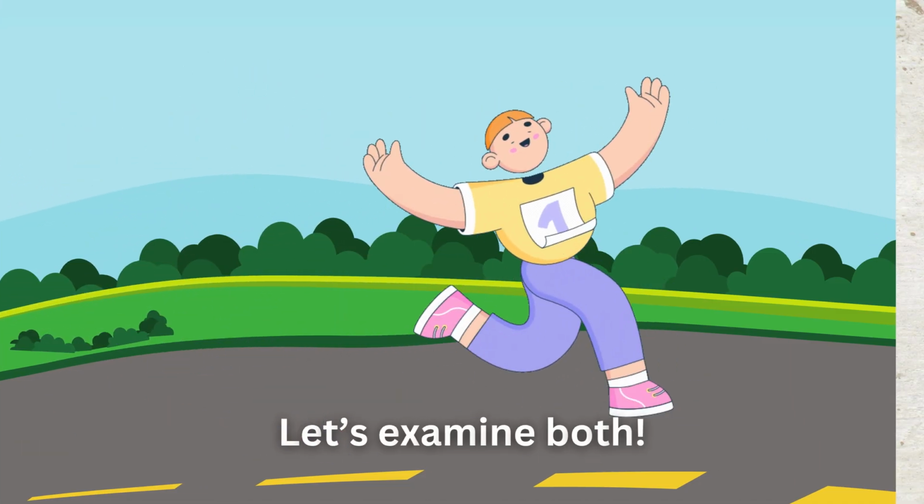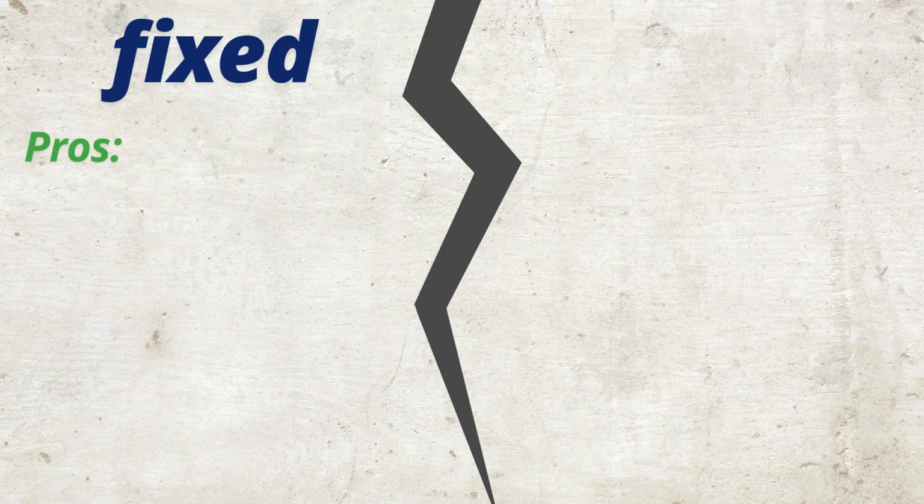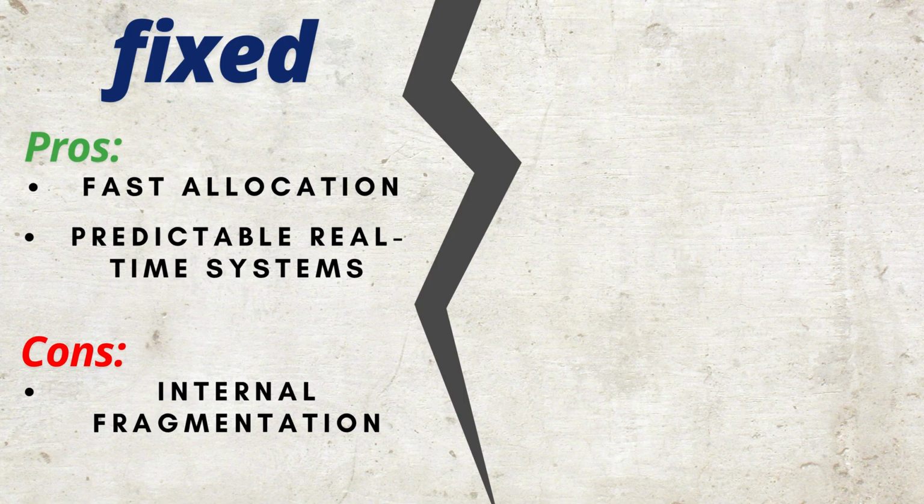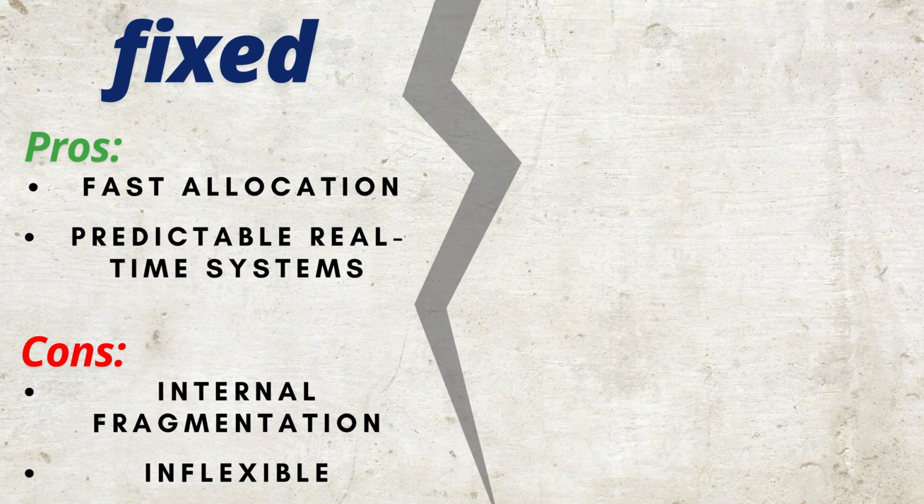Let's examine both. Fixed partitioning pros: fast allocation, no search overhead. Predictable for real-time systems. Cons: internal fragmentation. Unused space within partitions. Inflexible. Large processes fail if partitions are too small.